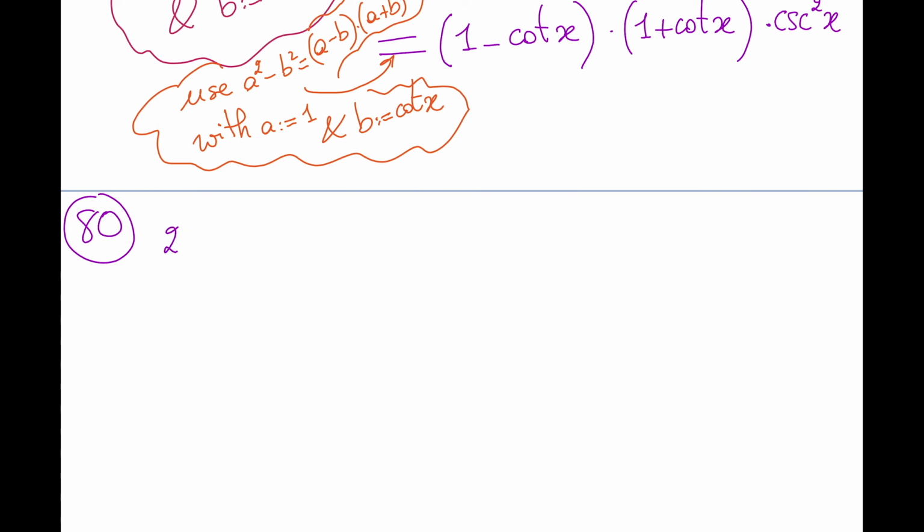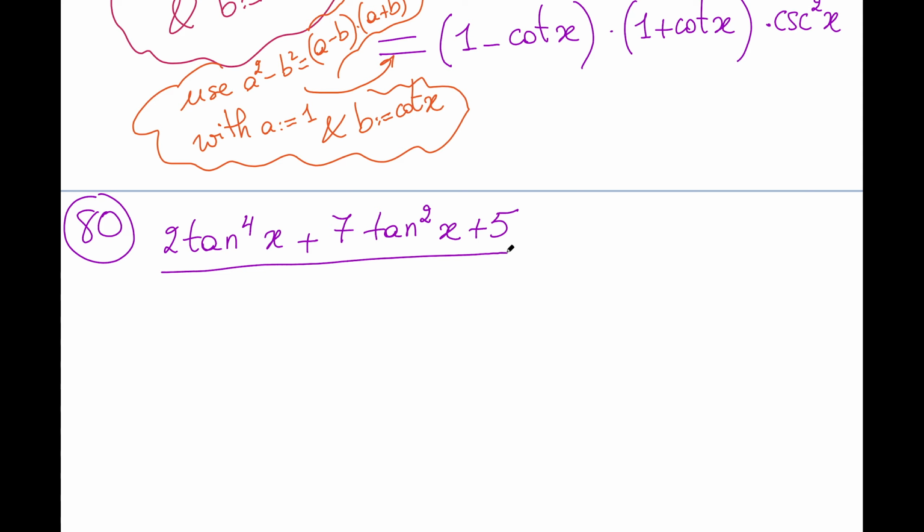Okay, so number 80. So I have 2 tangent power 4 x plus 7 tangent squared x plus 5 divided by secant squared of x is equal to 2 tangent squared of x plus 5. This is what we want to show, right?